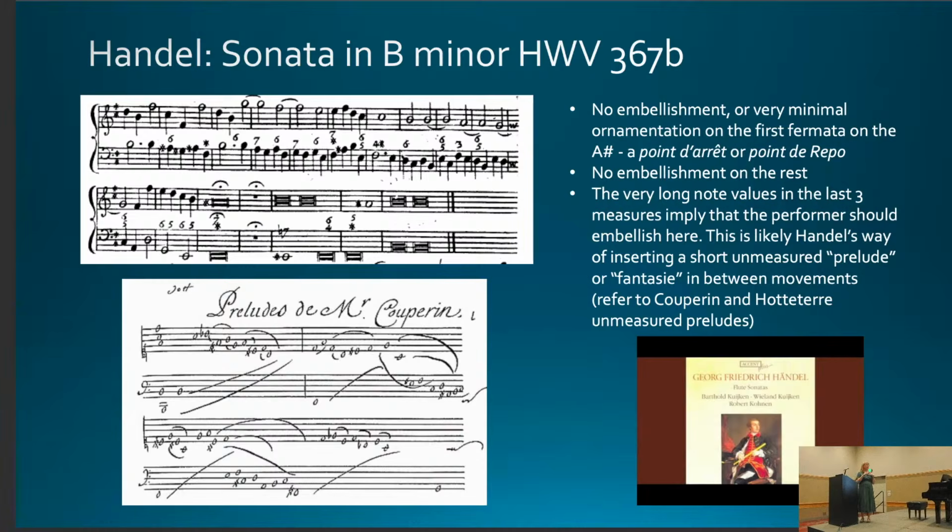If you do embellish at the A sharp there, it should be very short and minimal. You shouldn't do much at all because your main embellishment is going to be here. And these last three measures are kind of stemming from the unmeasured preludes like Couperin used to do, which is an example here of what on his harpsichord they would have done.